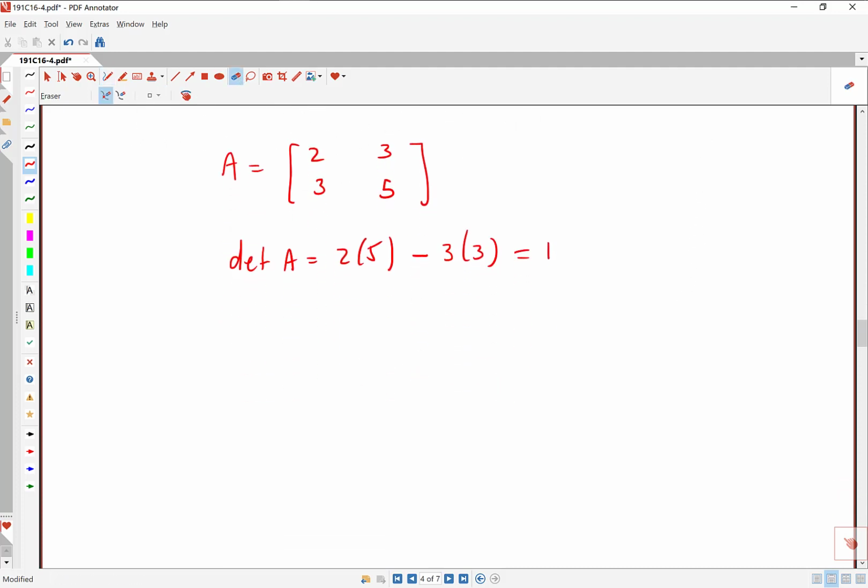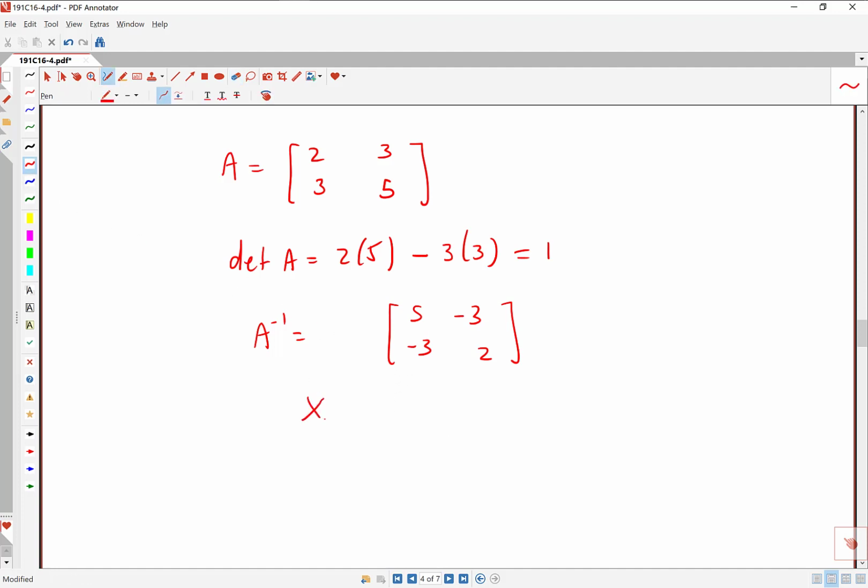And then we can write down our formula for A inverse. So A inverse is going to be 1 over this determinant times the following matrix. We swap the entries on the main diagonal and we change the sign of the entries on the off diagonal. And since this number out in front of our matrix is just 1, I'm going to erase that. All right, so there's our inverse matrix.